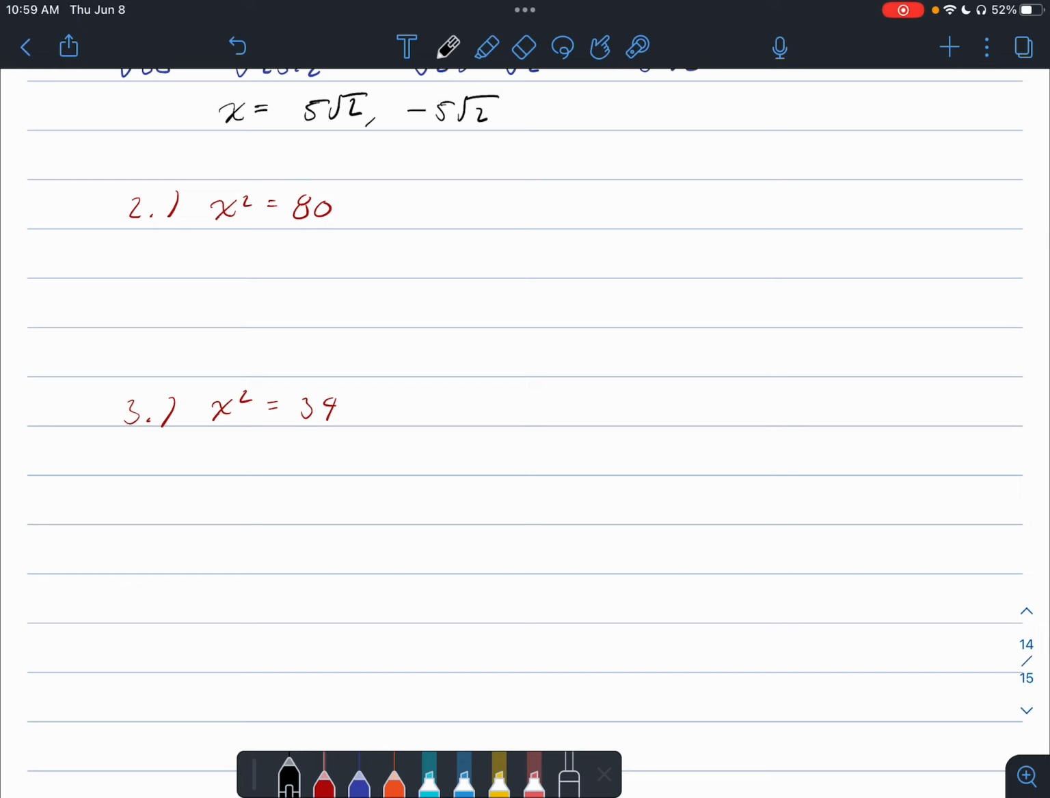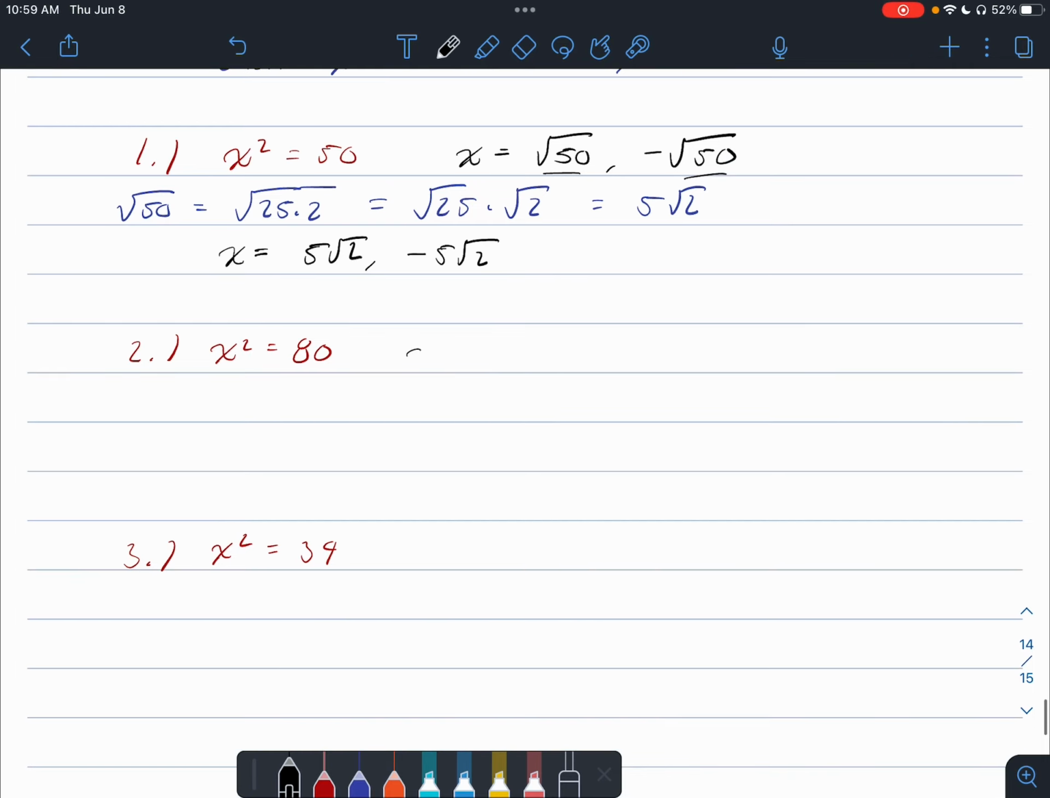Okay, let's take a look at this one. x squared equals 80. So given our property, we know that we can write x equal to the square root of 80 and negative square root of 80. But I think we could simplify this one a little bit. So we know that we can factor 80. Let's go ahead and do that.